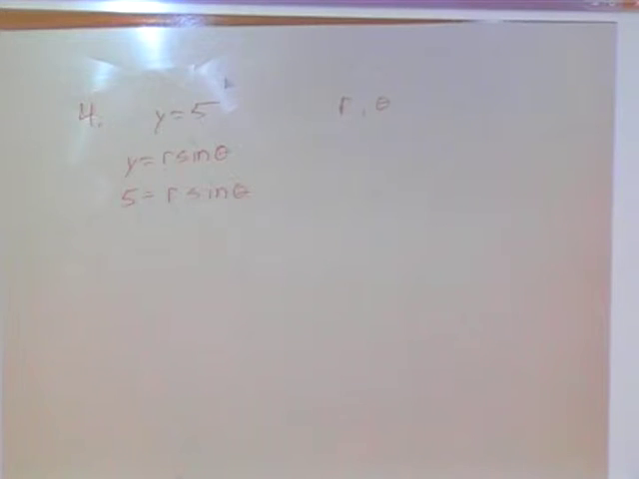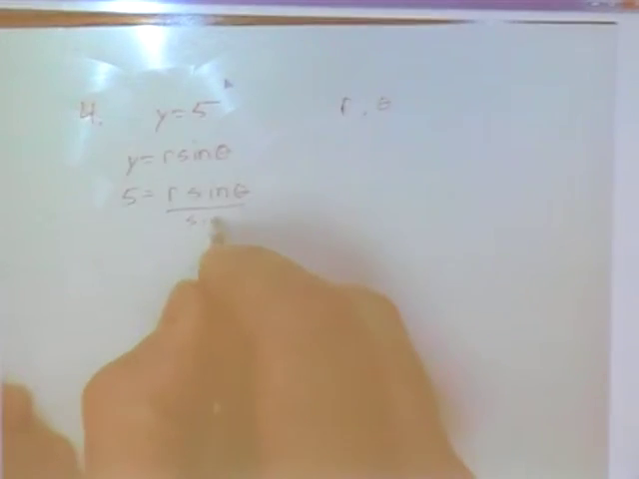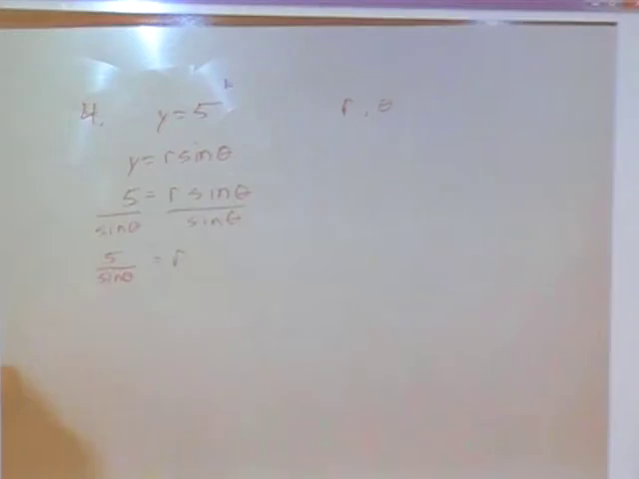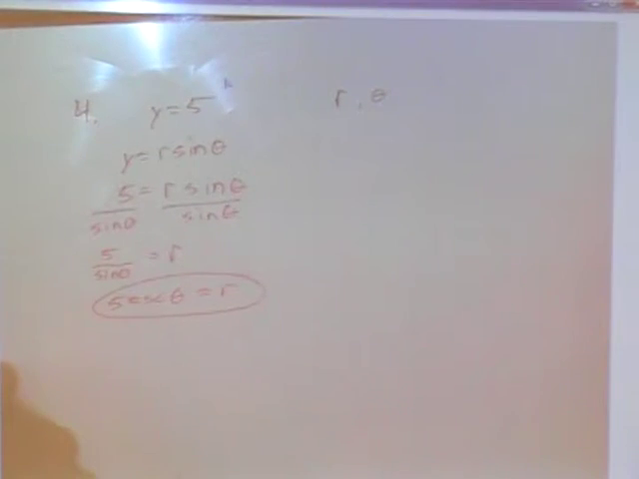What we want to do is get r by itself. A lot of times in our rectangular equations, we want y by itself. So it's the same type of thing. So I'm going to divide off the sine of theta. And so r equals 5 over the sine of theta. And what is 1 over the sine of theta? Cosecant. So really 5 times the cosecant of theta equals r, and that was the actual answer.